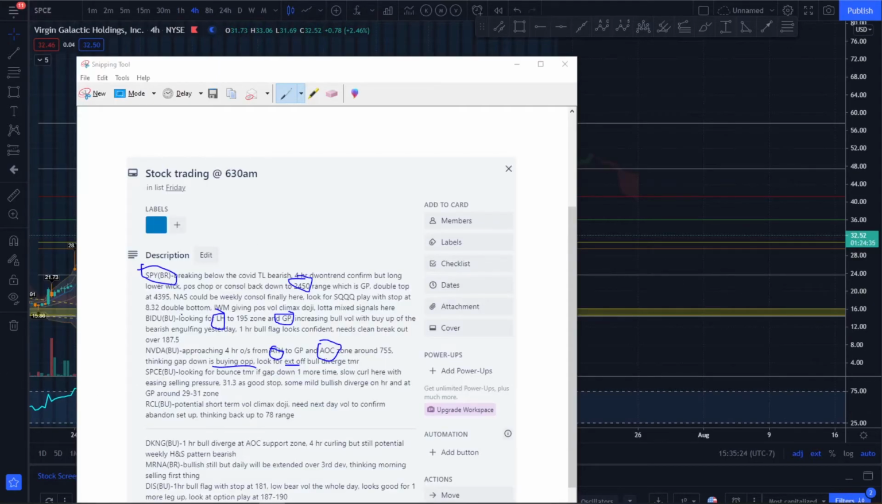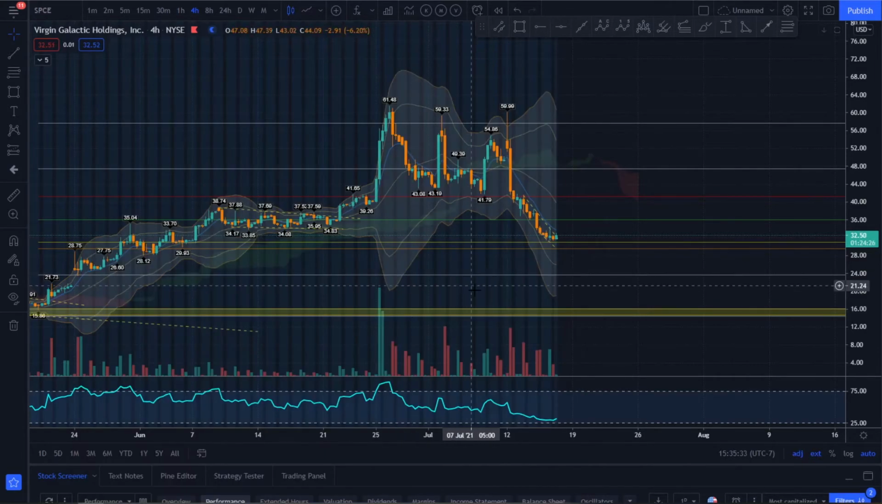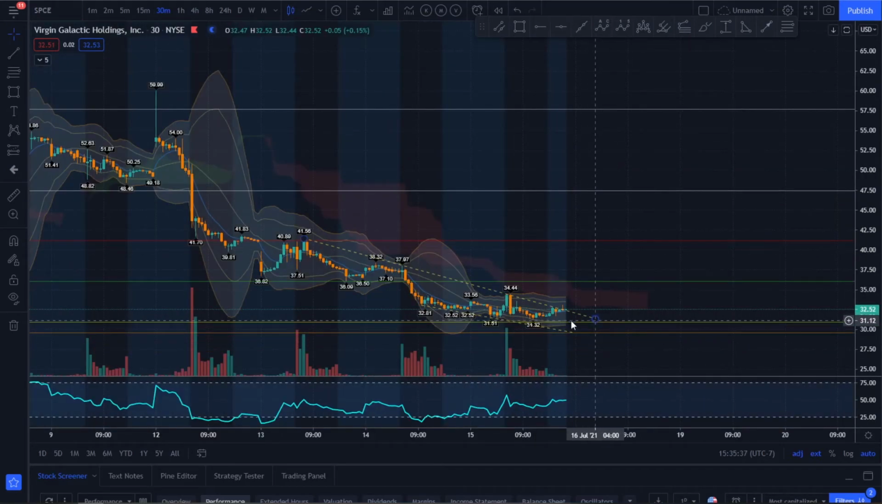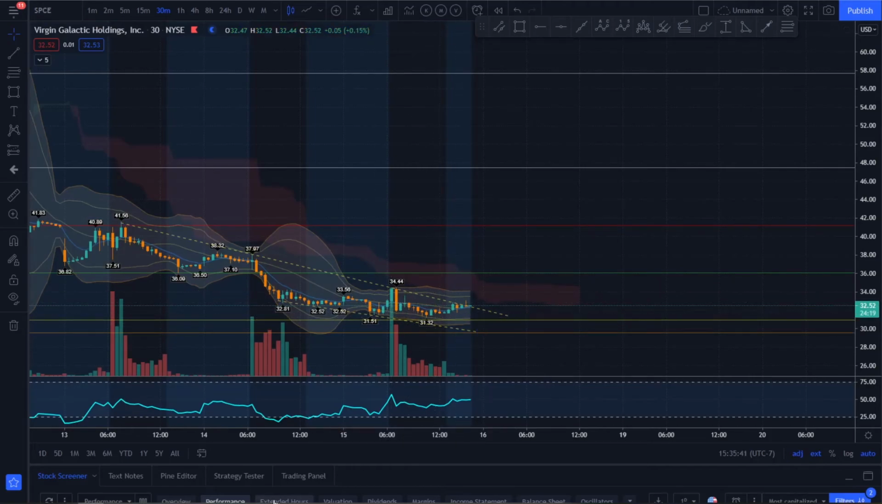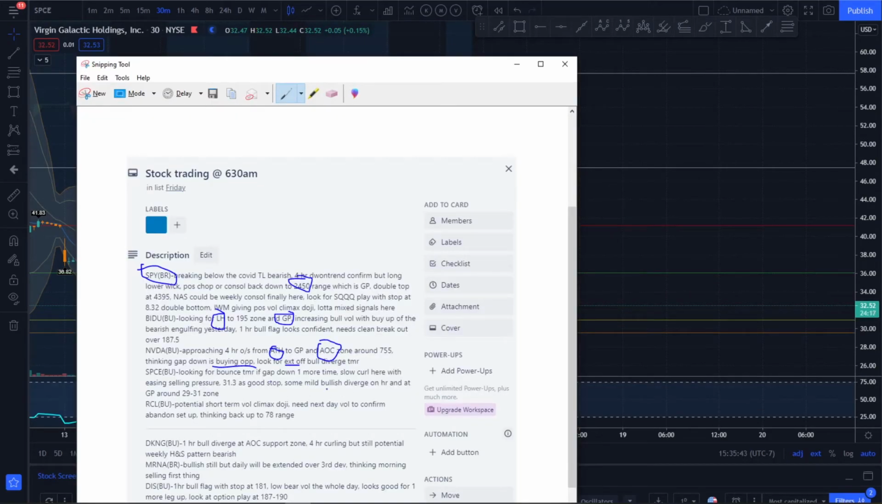And the next one I have is Space. I'm looking for a bounce tomorrow if we get another gap down one more time. Slow curl here and easing selling pressure. I wrote down a stop here because I put 31.30. You see here double bottom, or pretty much a double bottom, bullish divergence, and that's what I am looking at. There's the GP at 29 to 31 zone.